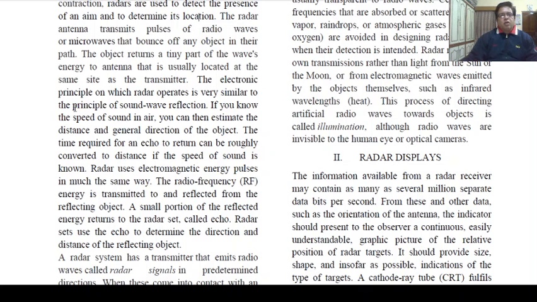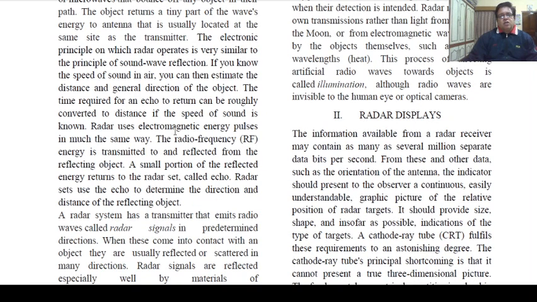The electronic principle on which radar operates is very similar to the principle of sound wave reflection. If you know the speed of sound in air, you can then determine the distance and general direction of the object. The time required for an echo to return can be roughly converted to a distance if the speed of sound is known.